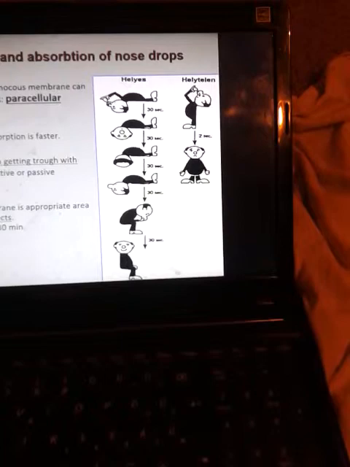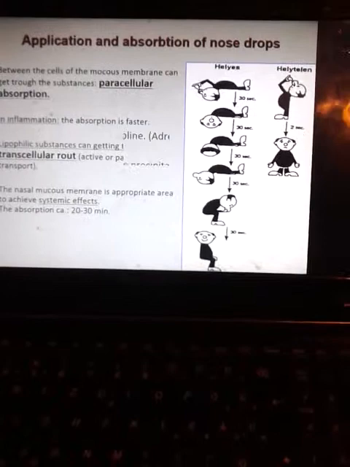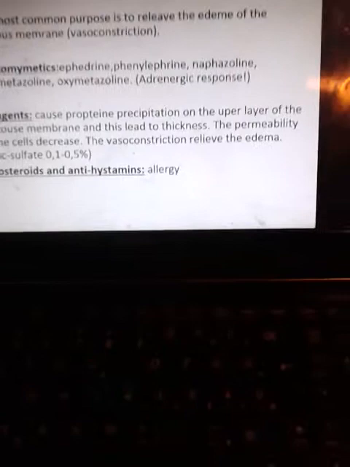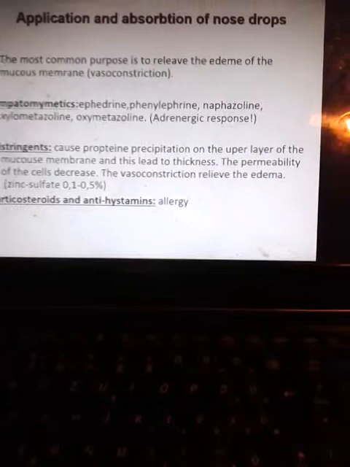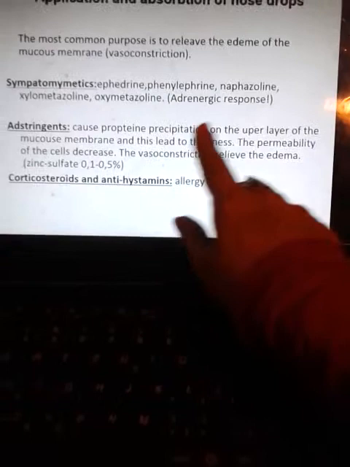This is correct, this is not. The most common purpose is to relieve the edema of the mucous membrane, vasoconstriction. The most common purpose of nose drop, Nasal Guttae, is vasoconstriction, sympathomimetic. Ephedrine, phenylephrine, naphazoline, xylometazoline, and oxymetazoline, they are adrenergic response.